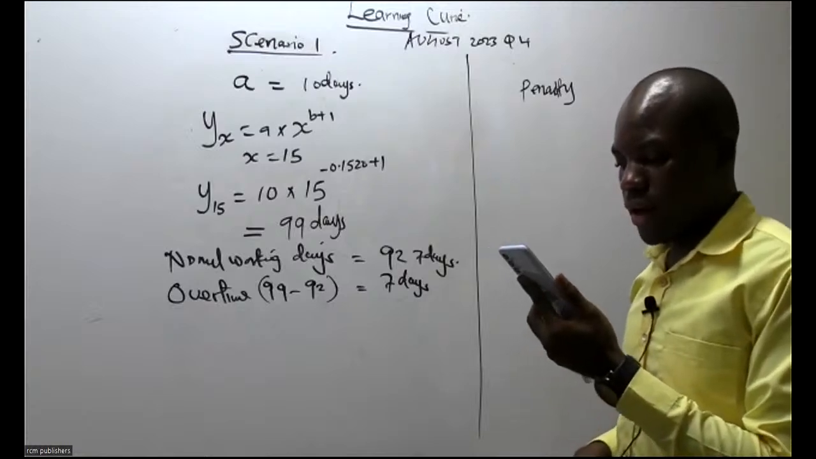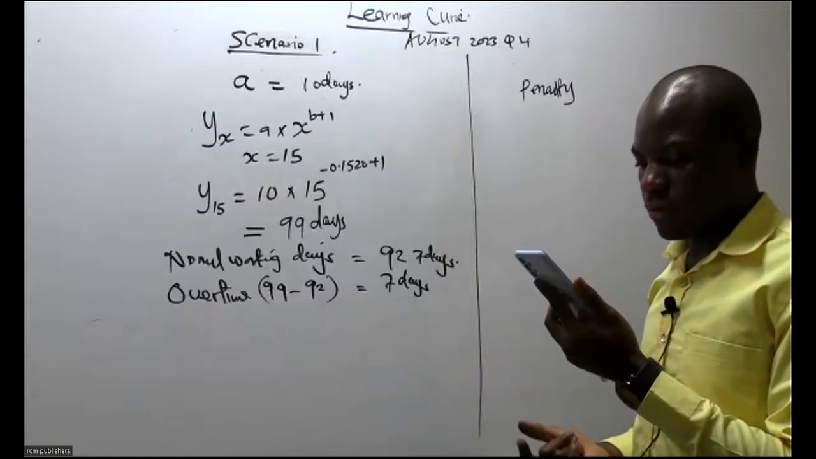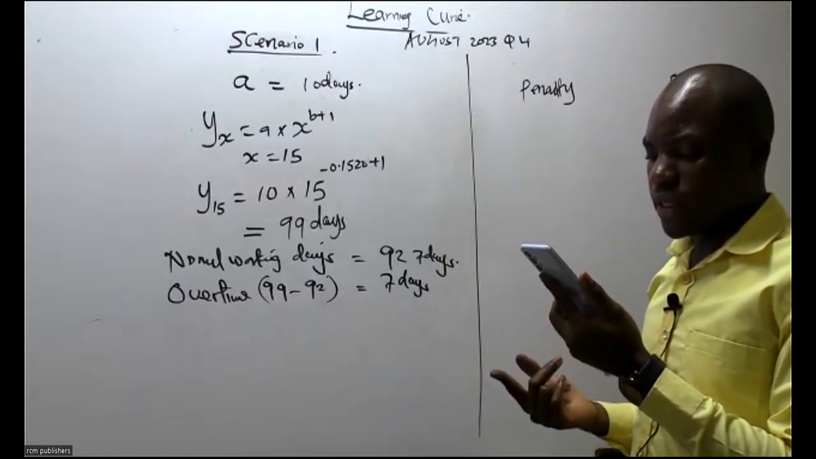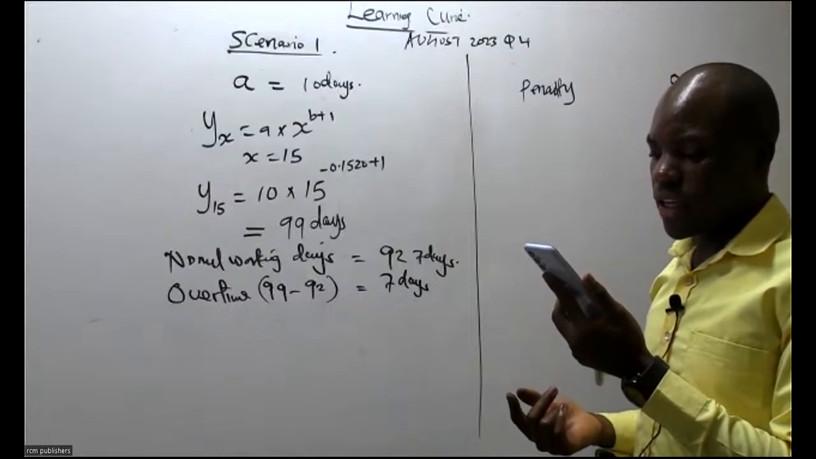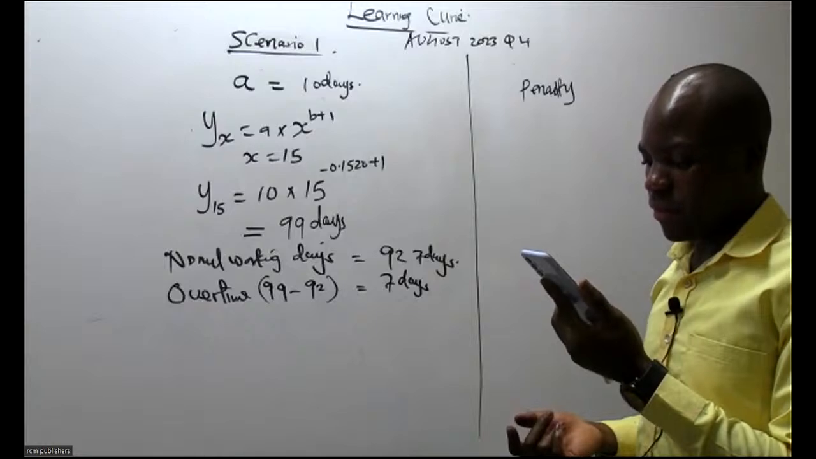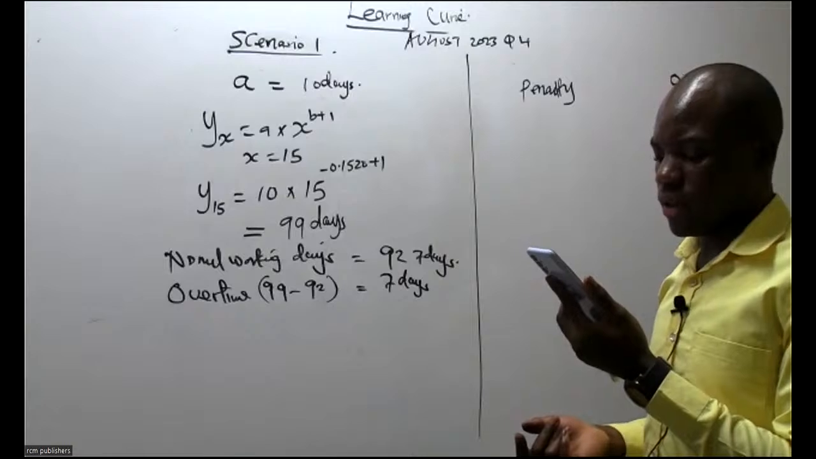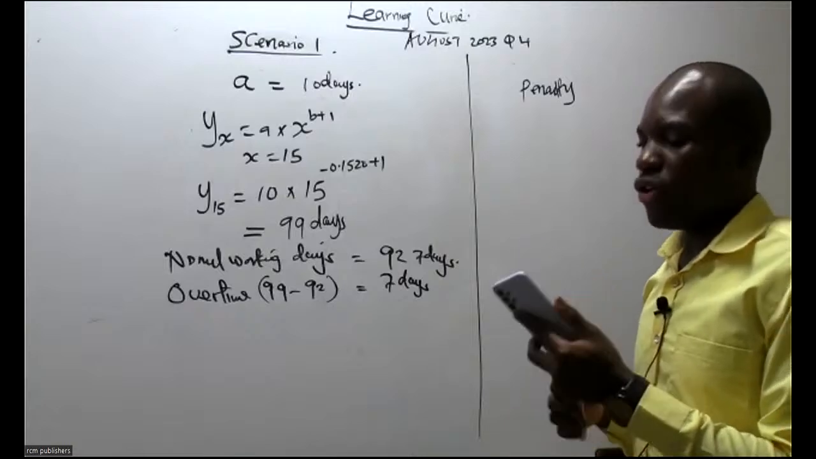Good. Then let's go to additional information number 3. The time taken to complete the first bus is 10 days. That was done. Direct labor cost is 180,000 per day for the normal working days per month. And the overtime premium rate is double the normal rate.